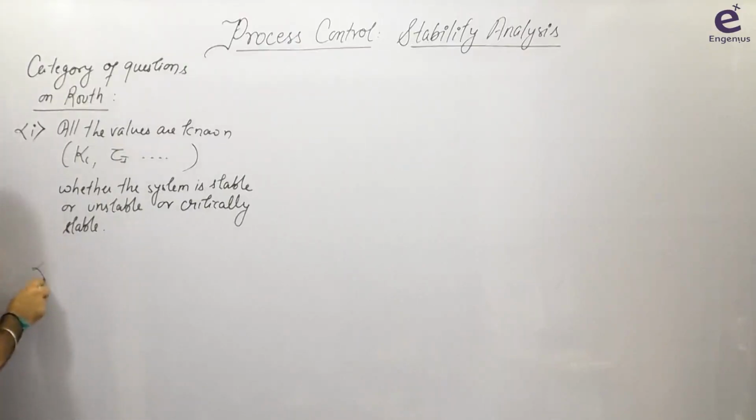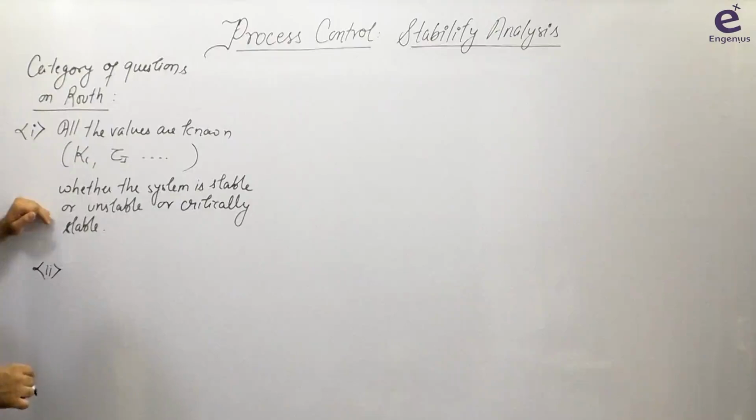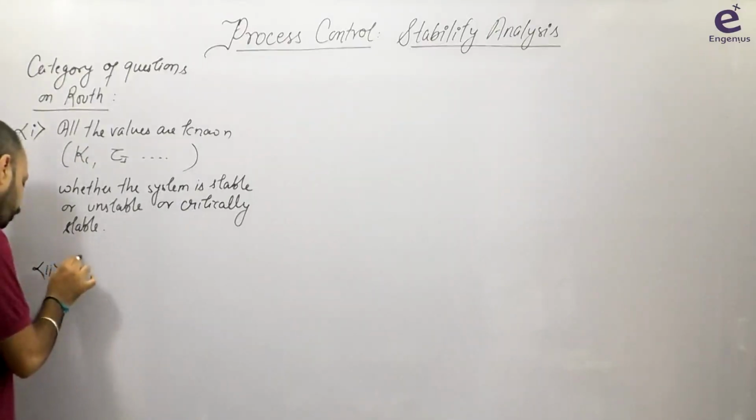Second category. Second category is, okay, values are known and they are asking you about stability. Okay, stability is known.